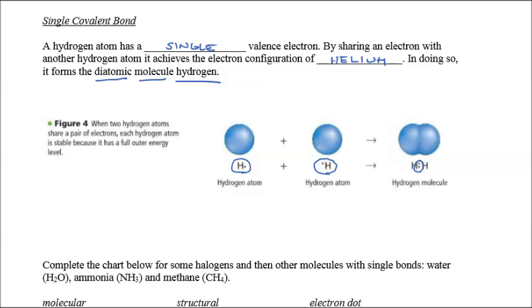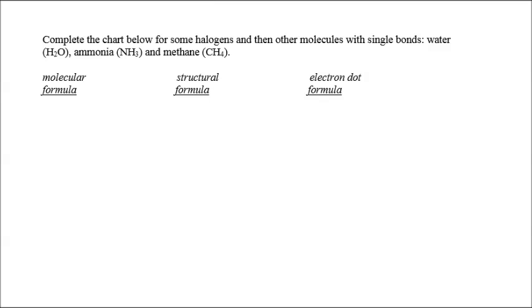So now what we have to do is get used to building or drawing molecules. So complete the chart below for water, ammonia, and methane. Water's formula is H2O. So we have an oxygen from group 16 that has 6 valence electrons. It ends up sharing an electron with a hydrogen, which I'm going to draw with an X. And it ends up sharing an electron with another hydrogen. And there is our covalent bond.